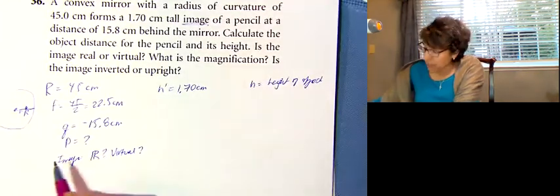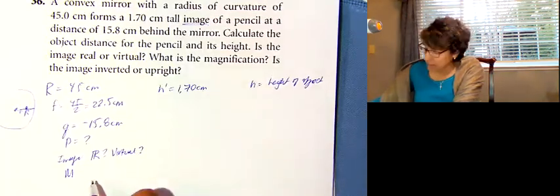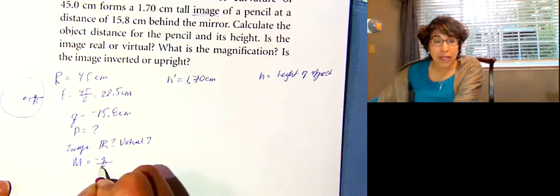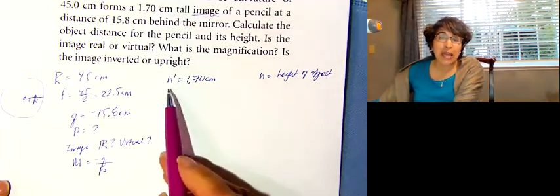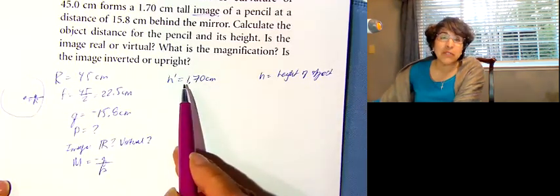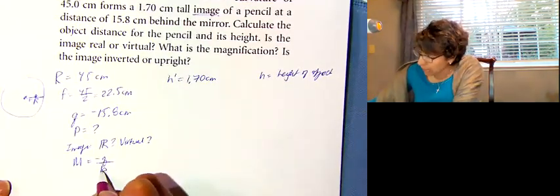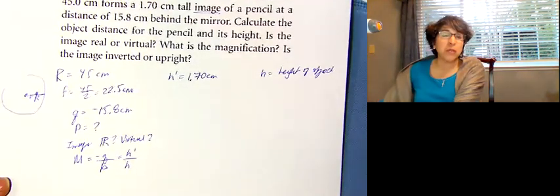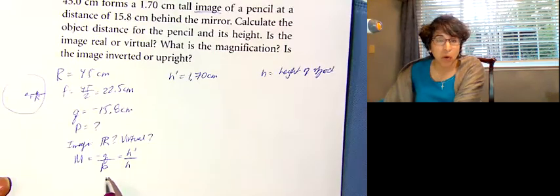All right, and what is the magnification? Hopefully you remember from the last video, or in the book, it's negative Q over P. But the magnification is also going to be H prime over H. So whatever the height is of the image divided by the height that you started with, that's the magnification. So maybe that'll make more sense to you. Whatever you end up with divided by whatever you started with, that's the magnification. Just so happens that it's also negative Q over P.